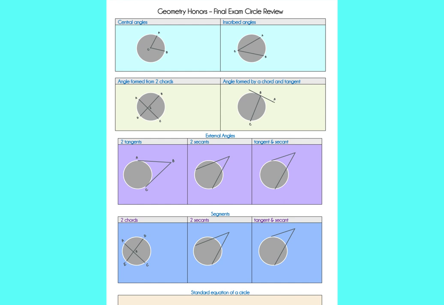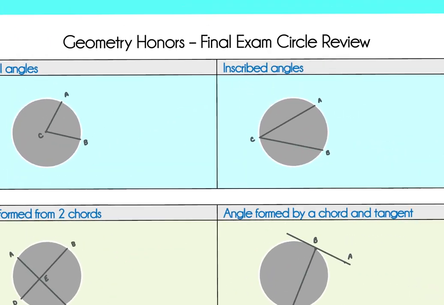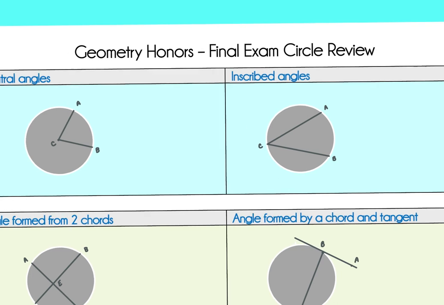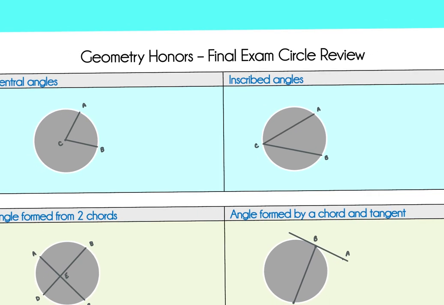This is from chapter 10. So we started with the angles inside circles, okay? The central angle is defined as the one that has its vertex at the center, and the measure of the arc is equal to the measure of the central angle. So if I wanted to know the measure of arc AB, I would just set it equal to the measure of angle ACB. So the arc equals the angle.